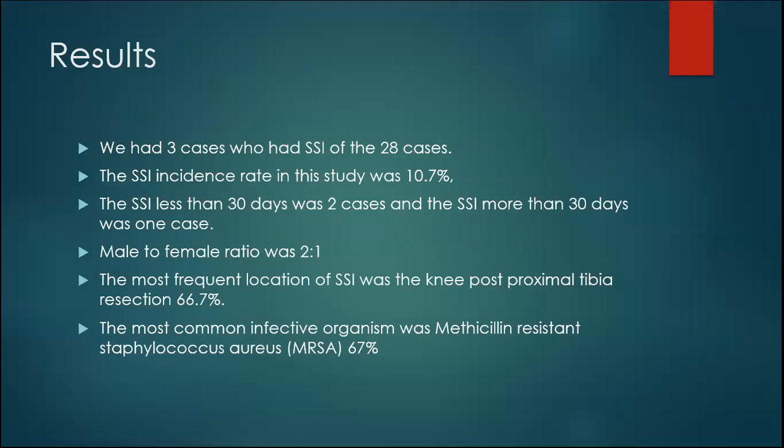We had 3 cases with surgical site infection out of 28 cases. The surgical site infection incidence was 10.7%. The surgical site infection within 30 days was 2 cases, and the male to female ratio was 2:1. The most frequent location of surgical site infection was the knee, after proximal tibia resection. The most common infective organism was methicillin-resistant Staph aureus.